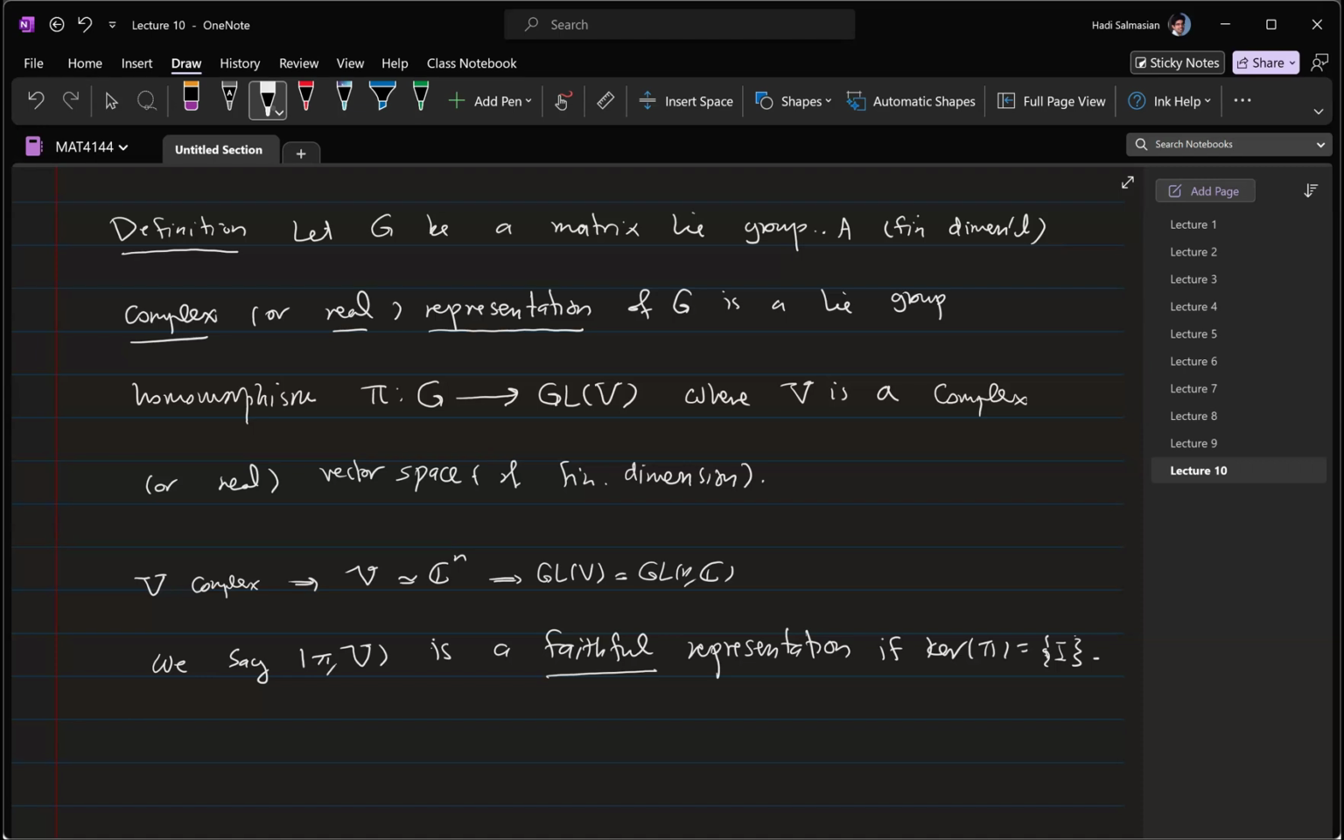So whenever we're given a GL(V), we can just consider it as GL(n, C) or GL(n, R). That's right, depending on the context. But it's easier most of the time to work with GL(V) because it simplifies the notation. Okay.